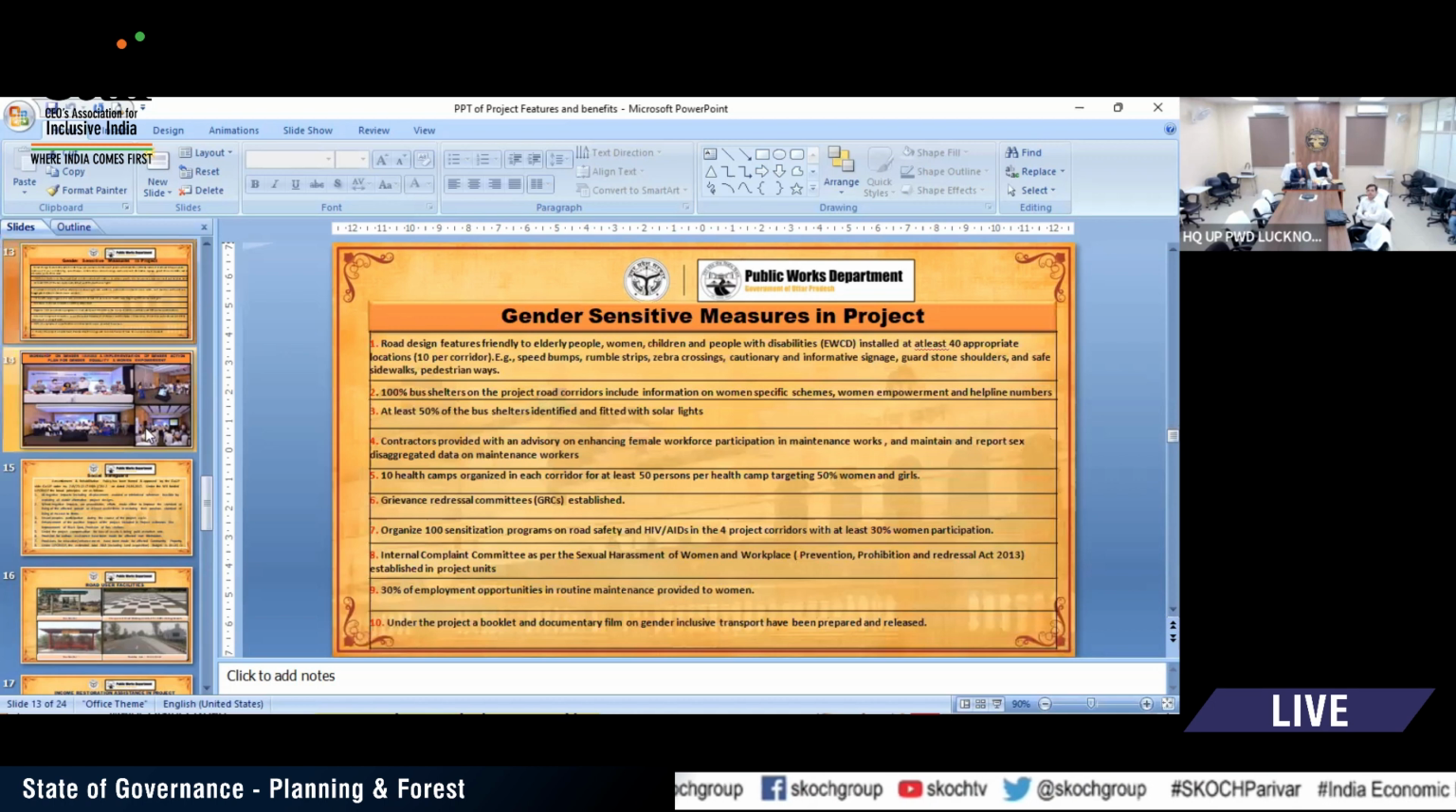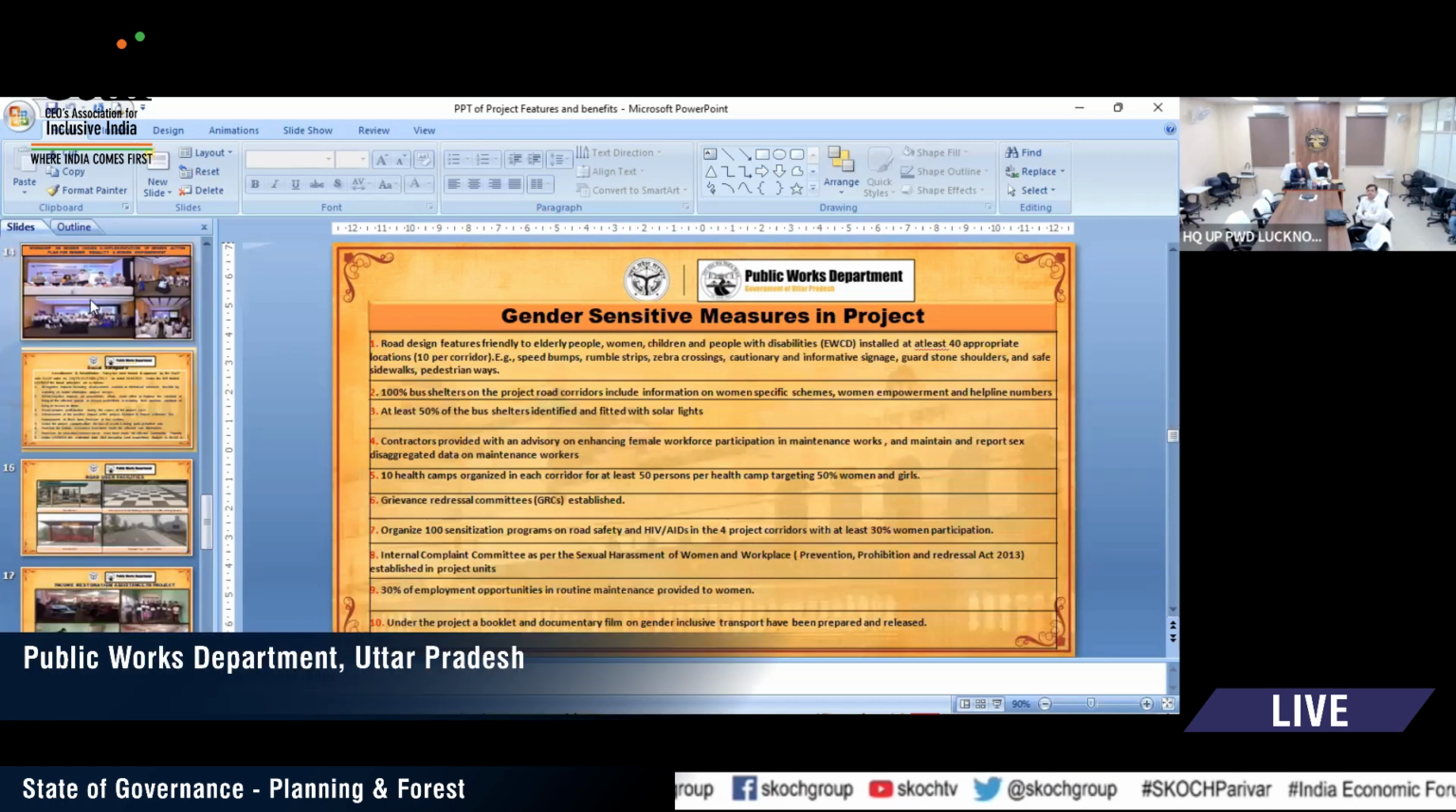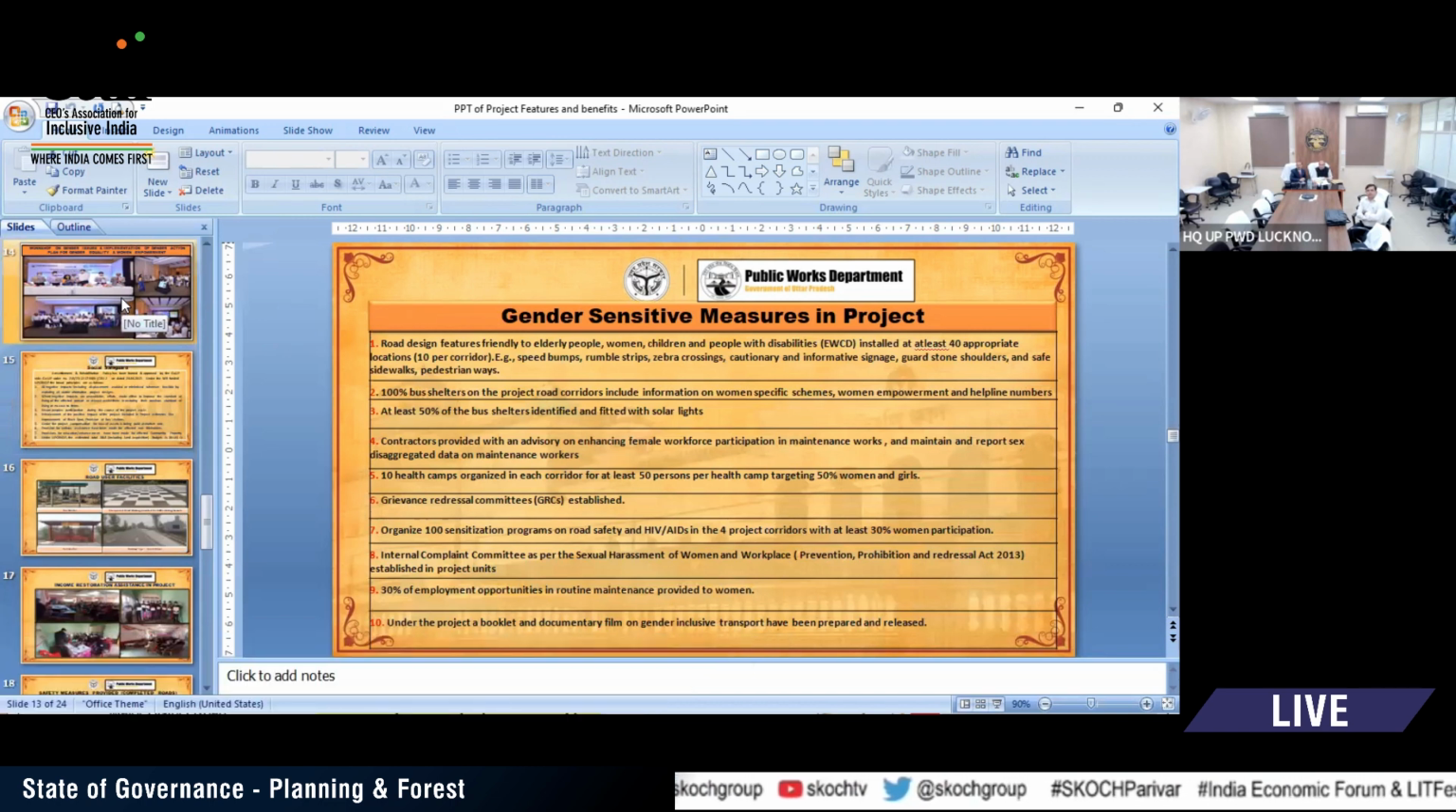Next. Then gender sensitive measures are a very important aspect of this project, and World Bank has focused on this, and we have given very special focus to gender sensitive issues. We have provided bus shelters, lighting, solar lighting, so that the gender sensitivity of the project is properly catered to.